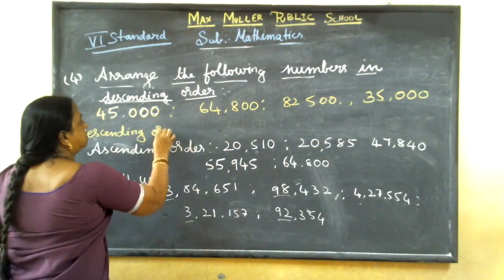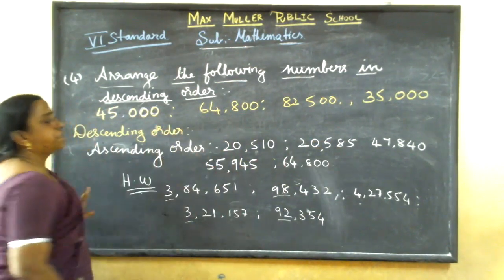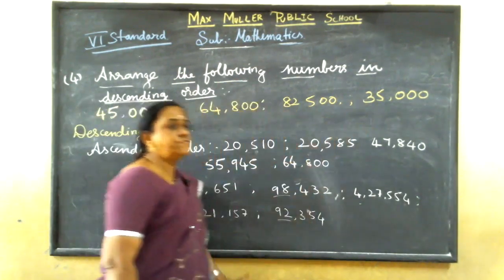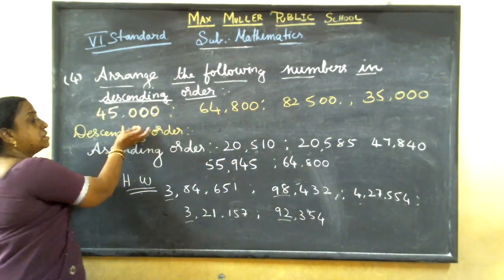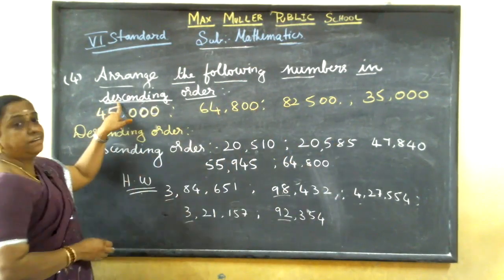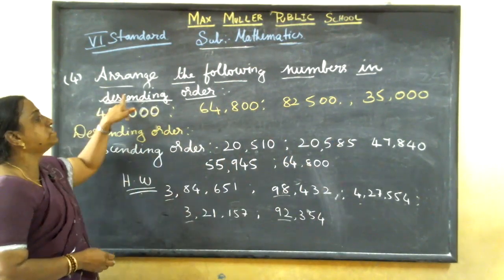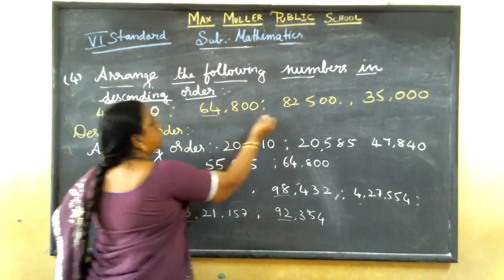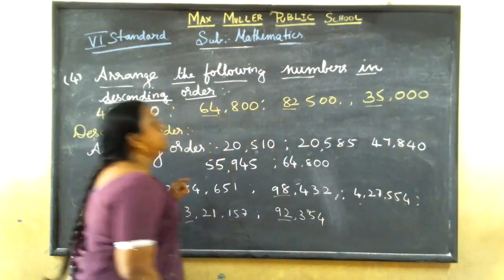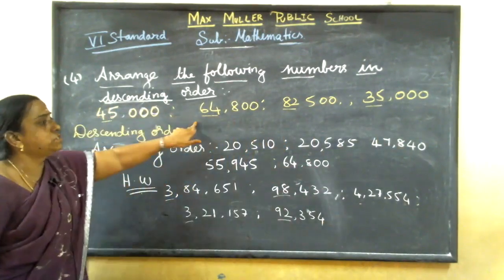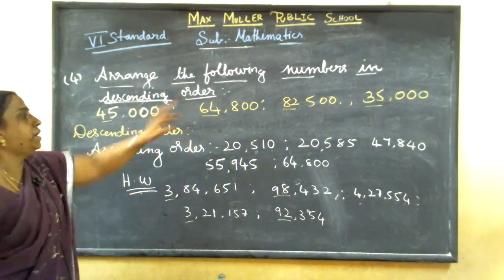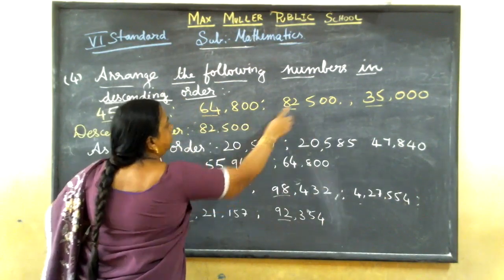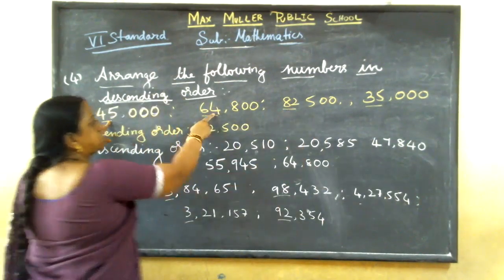Descending order. Same. What are the steps I told you? You should see. Here 5 digit, 5 digit, 5 digit, 5 digit. All 5 digit. Now you should place here bigger number to smaller. Big to small. So here 45,000, 64,000, 82,000, 35,000. So which is great? 45, 64, 82, 35. 82 is greatest number. So 82,500. First number over.